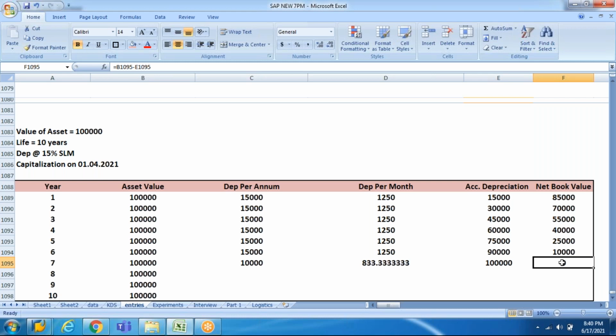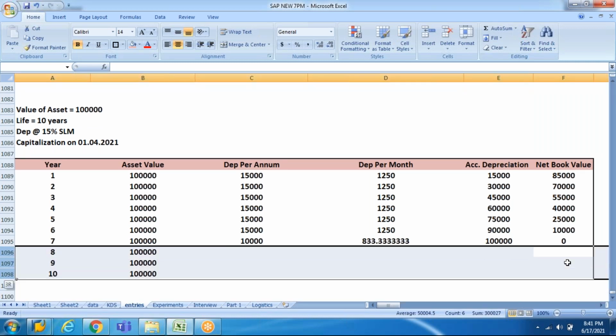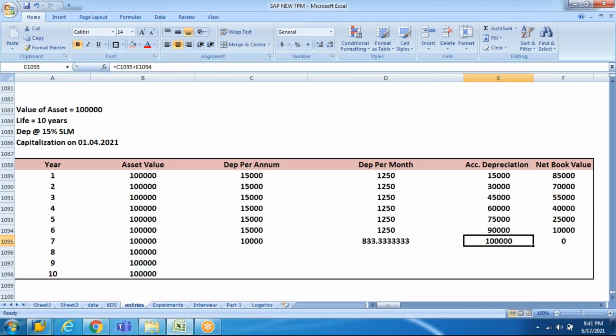If it is based on life, if it is based on straight line, based on WDV, whatever the method it is, until the net book value becomes 0, you need to keep on adding these values. Clear? So what I want everybody to do, this 10 years are not needed because your asset is becoming 0 in 7th year. Let this be still there. We'll round it off to 2 decimals.